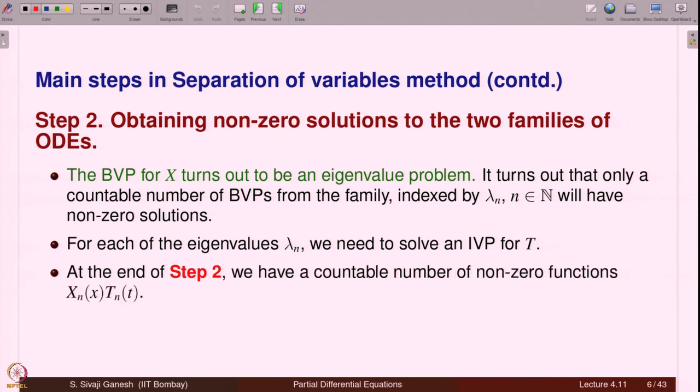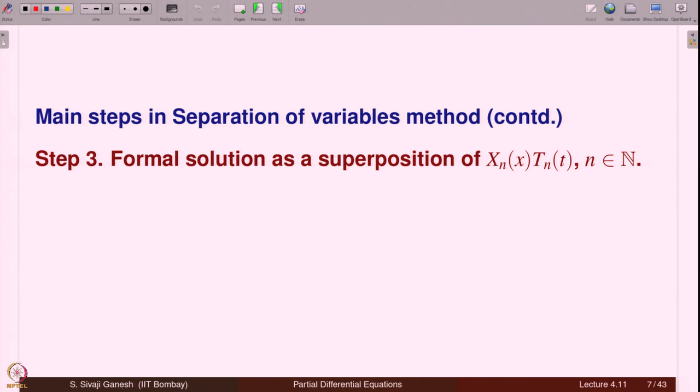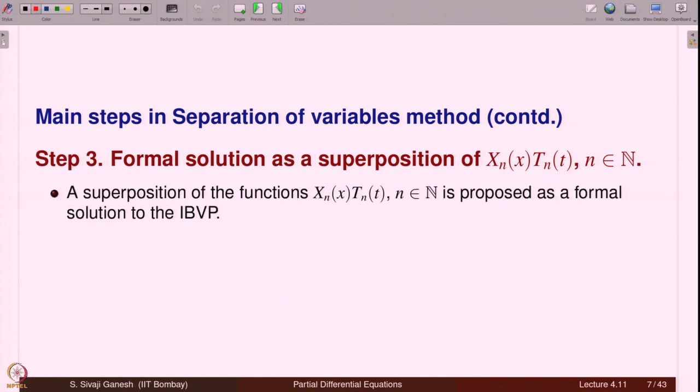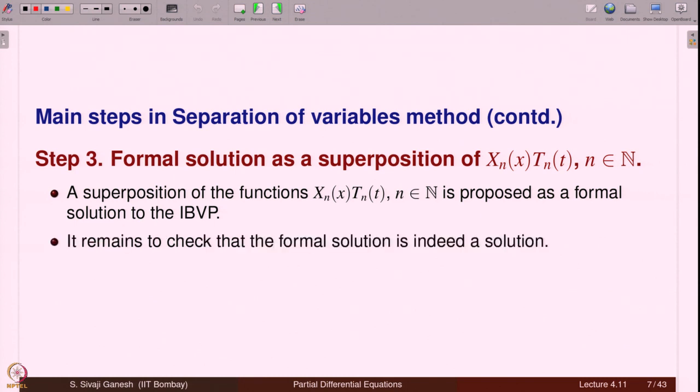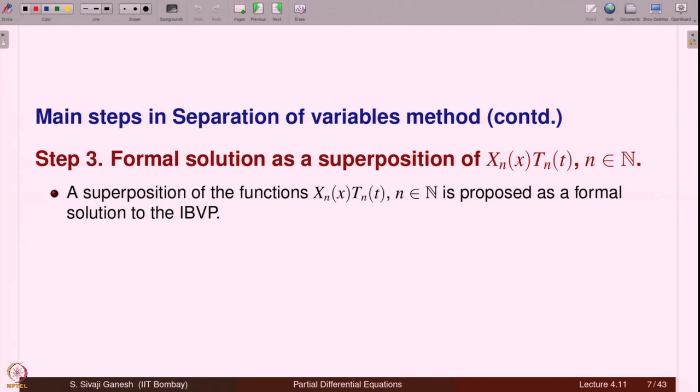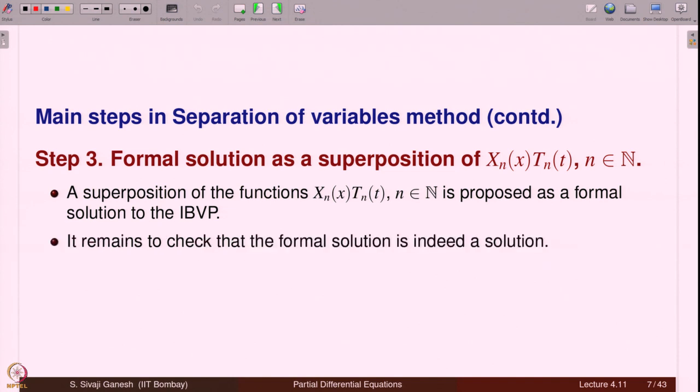At the end of step 2, we have a countable number of non-zero functions X_n(x) and X_n(x) into T_n(t). Then the step 3 is to propose a formal solution to the initial boundary value problem as a superposition of the functions that we have obtained, namely X_n(x) into T_n(t). So, a superposition of these functions is proposed as a formal solution. It remains to check that the formal solution is indeed a solution. So far this is a method that has been described to obtain a solution, and once you think you have a solution, you must check that it is a solution.